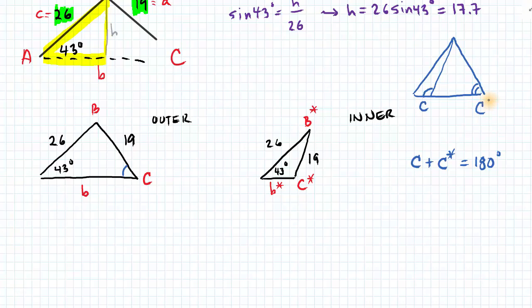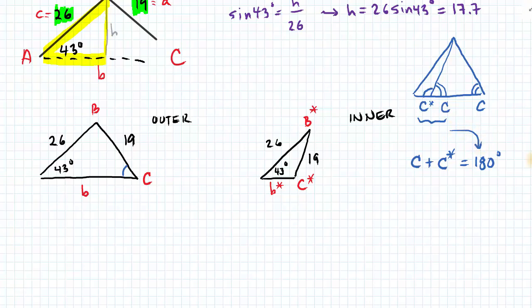Oh, I labeled those incorrectly. Let me take that back. Well, I guess I could still leave the C. The obtuse angle is angle C star, so I want to call that angle C star. The acute angle is angle C. And this triangle in here is an isosceles triangle, so this angle there matches. So that angle is also equal to angle C. So these 2 angles add up to 180 degrees.